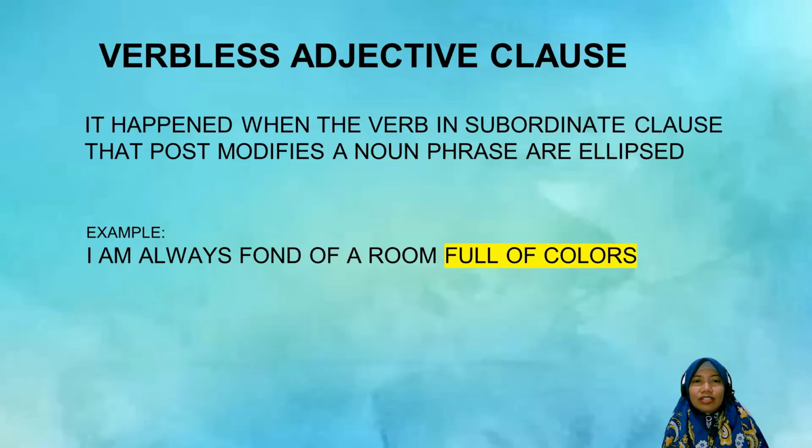And the last one, you will see verbless adjective clause. It happens when the verb in subordinate clause that post-modifies the noun phrase is elliptical. The example is, I am always fond of a room full of colors.